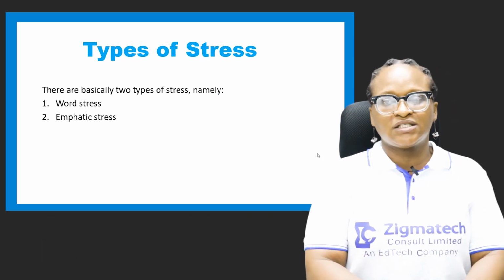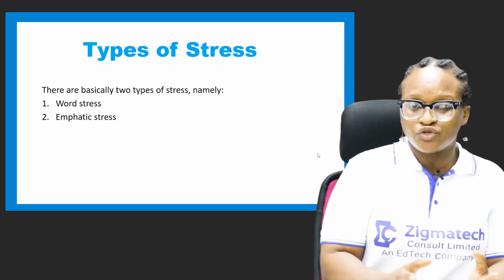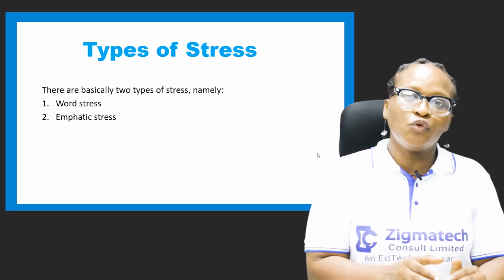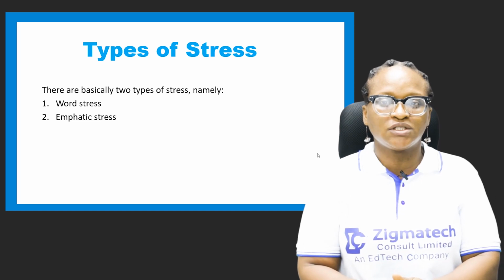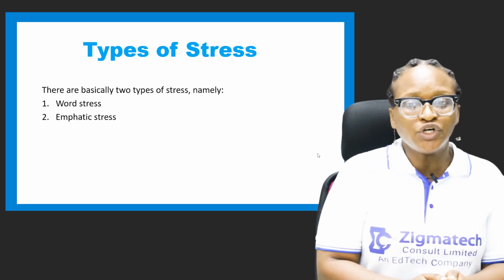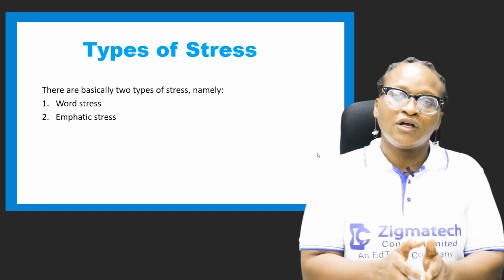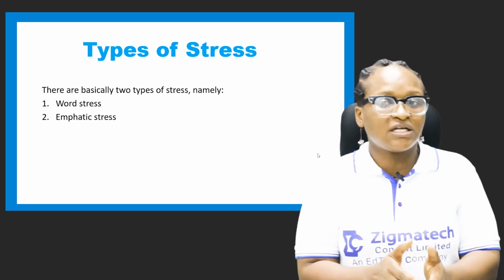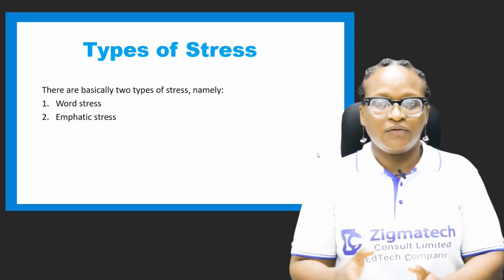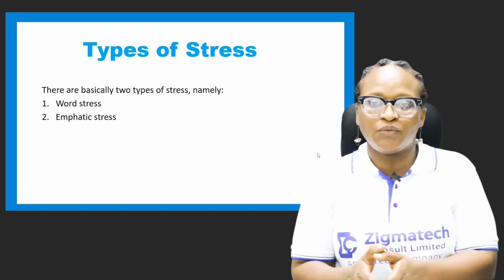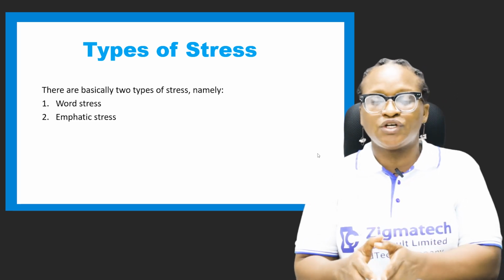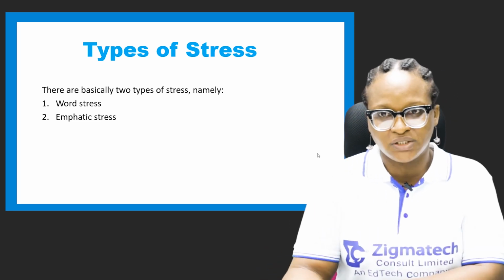Now we want to look at types of stress. Basically, I will look at stress from 2 angles. We have the word stress and the emphatic stress. It is in word stress that we give stress on a particular syllable over the others. Then it's in emphatic stress that we give stress on a particular word over the other words.